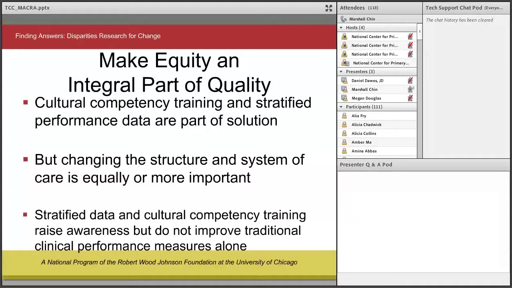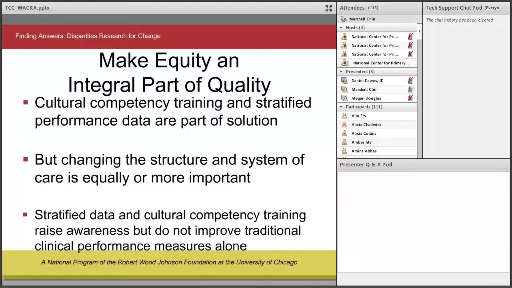These are all helpful, but what is critical is changing the structure and system of care. That is equally or more important than cultural competency training and stratified performance data. What the evidence shows is that stratified performance data, feeding that back to providers and health organizations, and cultural competency training, they raise awareness and improve readiness to improve, but they do not improve the traditional clinical performance measures that we're talking about, for example, with the Medicare program and MACRA.